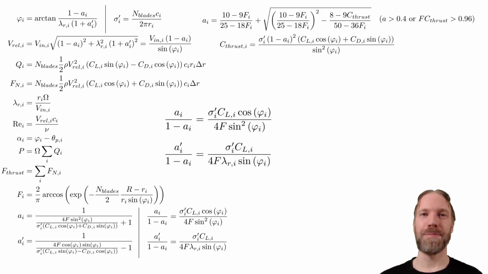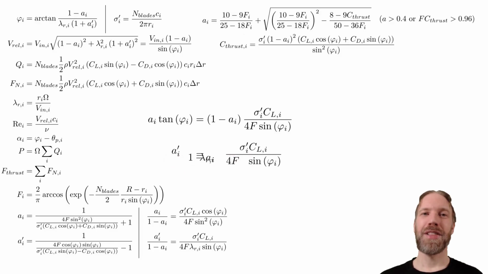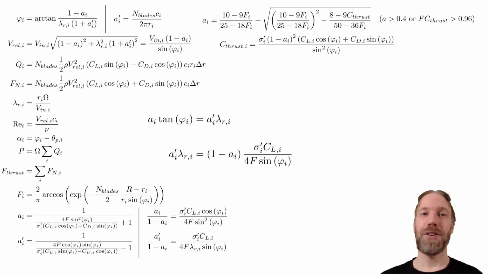Now we want to combine them. Move these to the other side of the equality. This is tangent. Move these to the other side of the equality. The right-hand side is now equal for both equations. Insert the second equation here. Reorder. Here we have a second equation relating the angle of relative wind with the two induction factors and the local tip speed ratio.